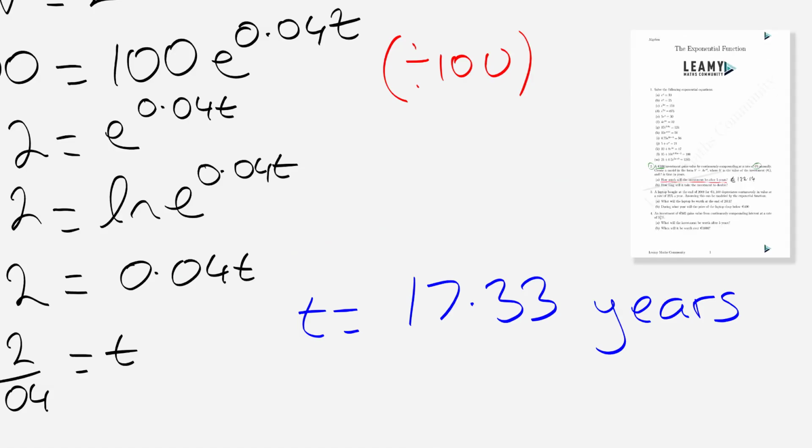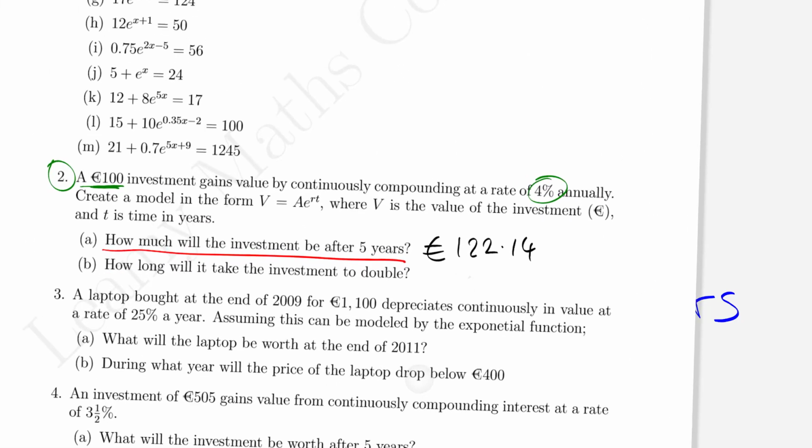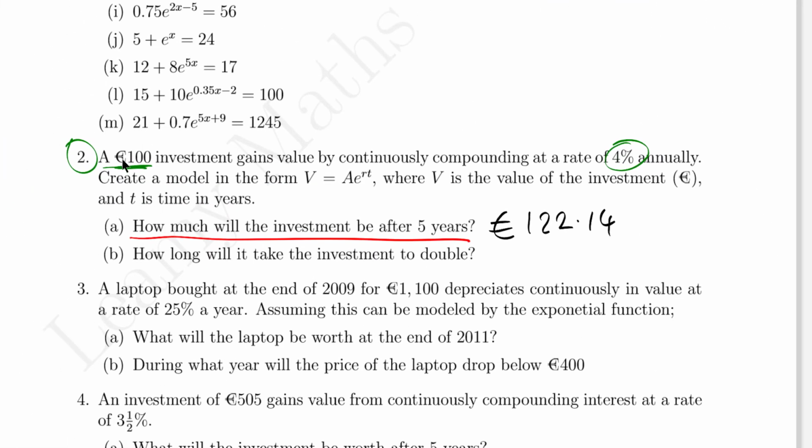So this was a fairly straightforward example because we could identify A and also identify r from the question. We were able to instantly see that the function was going to be V = 100e^0.04t by reading the words of the question, right? Those parameters were given to us in the question. Sometimes we have to do a little bit more work to figure out our growth rate especially. So we're going to look at a more challenging example now.